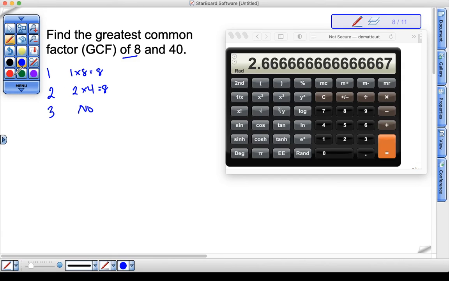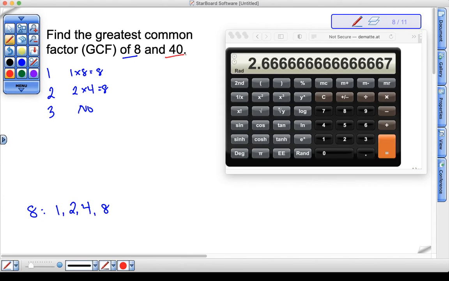I'm going to start by writing these all down at the bottom here. For 8, my factors are going to be 1, 2, 4, and 8. And hopefully you can see that by writing these in order from smallest to largest, it makes it easier to compare on the bottom.